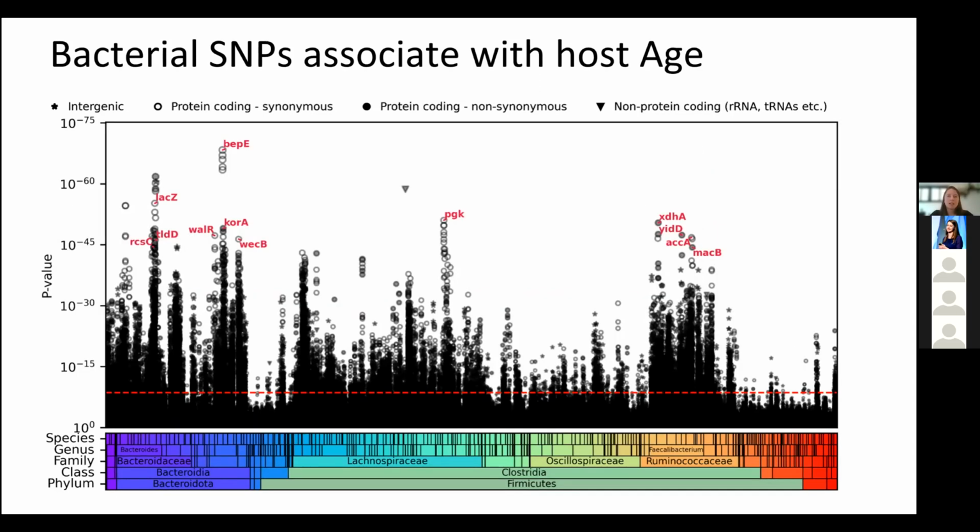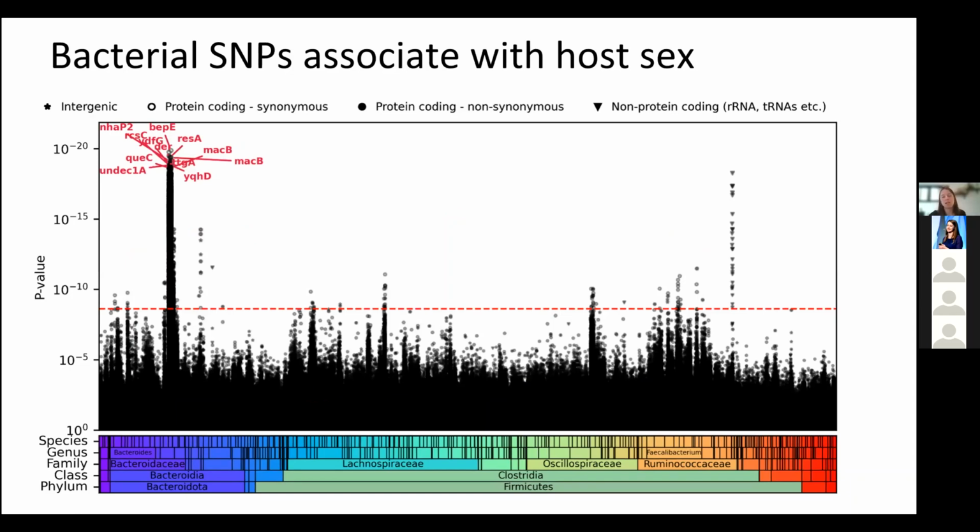These are the associations between bacterial SNPs and host age. We found even more associations with age than we find with the other phenotypes. You can also see in this plot for each SNP whether it falls within a gene or outside the gene, whether it's predicted to be synonymous or non-synonymous, or whether it's a known protein coding gene. And most of the top hits here are within genes.